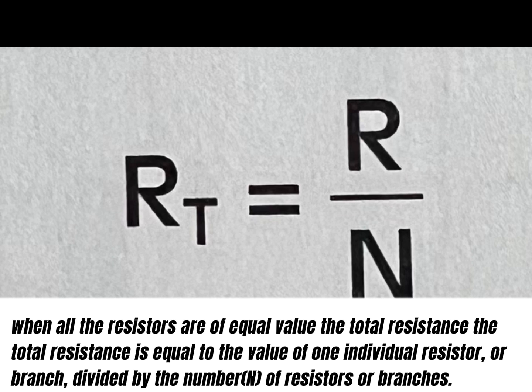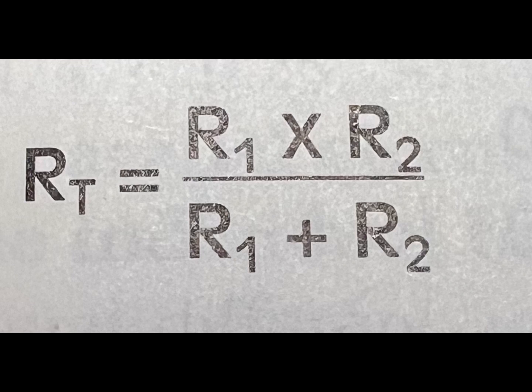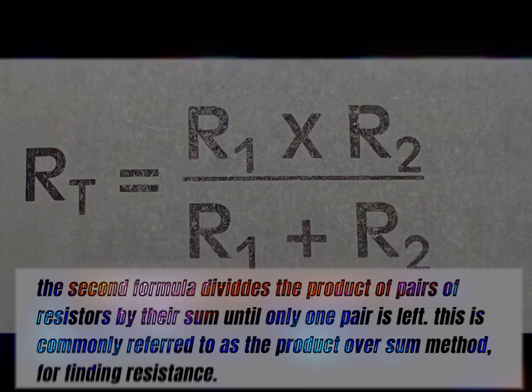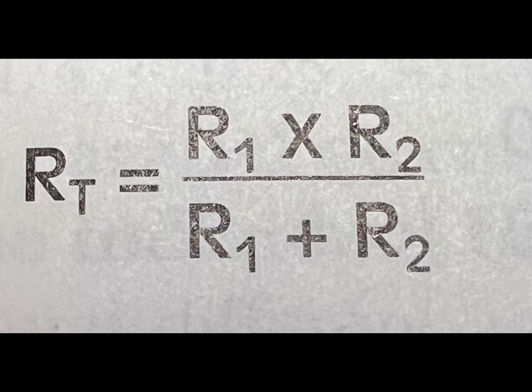The second formula in parallel resistor formulas is product over sum. This formula determines the total resistance in a parallel circuit, and it divides the product of pairs of resistors by their sum sequentially until only one pair is left. This is commonly referred to as the product over sum method for finding total resistance. So the following formula applies: RT total equals R1 times R2 over R1 plus R2.